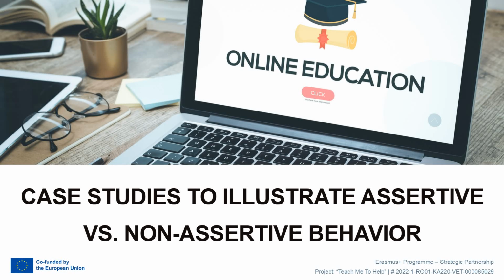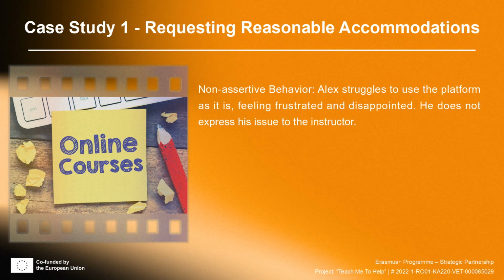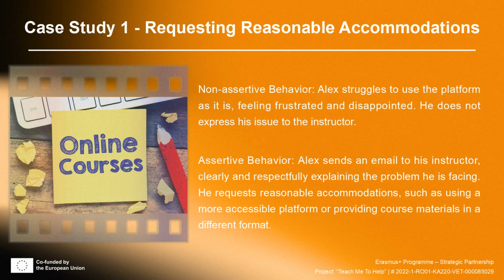Case studies to illustrate assertive versus non-assertive behavior. Case study 1. Requesting reasonable accommodations. Non-assertive behavior. Alex struggles to use the platform as it is, feeling frustrated and disappointed. He does not express his issue to the instructor. Assertive behavior. Alex sends an email to his instructor, clearly and respectfully explaining the problem he is facing. He requests reasonable accommodations, such as using a more accessible platform or providing course materials in a different format.